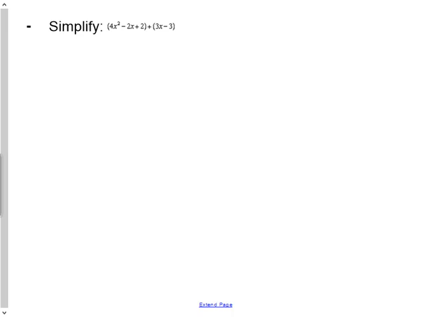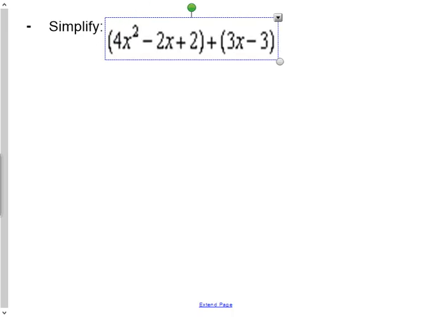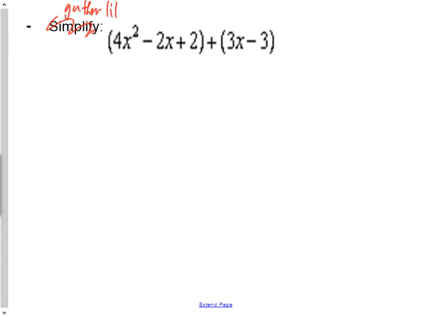Next question says simplify. You're given a trinomial, and you're asked to add it to the binomial of 3x minus 2. Again, another way I could have worded that is gather like terms, if we're adding. So when adding, you simply want to look for your x squareds, your x's, etc. So I have 4x squareds, which can't be combined with any other term, so they're kept as is.